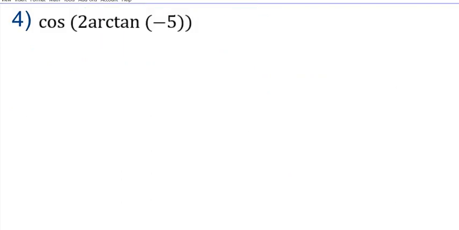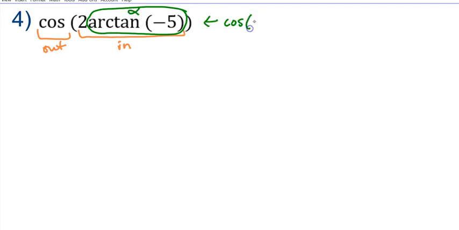Number 4. Once again, you have something going on the inside and something going on the outside. Let's focus on the inside. Arctangent of -5 means an angle whose tangent is -5. So let's call that angle something. We could call that angle alpha. So really this problem boils down to finding the cosine of 2 alpha.